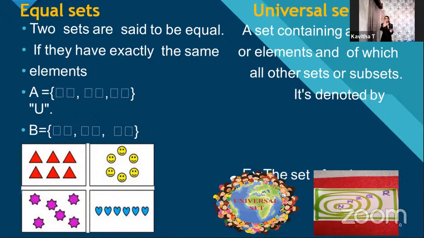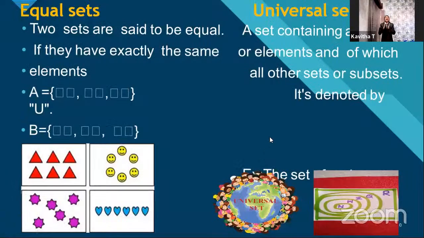Okay, here we have an example: the set of real numbers. We can consider real numbers as a universal set. What are the subsets here? Natural numbers, whole numbers, integers, and the rational and the irrational numbers. These are the subsets of the real numbers. Okay, this is about the universal sets.